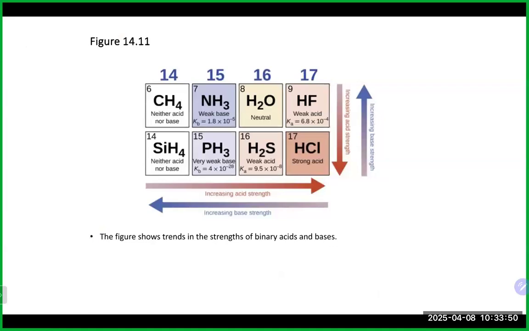Here's a table from your book, same idea. Again, as you go down, we see increased acid strength, and as you go to the right on the periodic table as well, increased acid strength. And it's an opposite relationship, right? So if I have increasing acid strength coming this way, we would have increasing base strength going that way, the opposite relationship.